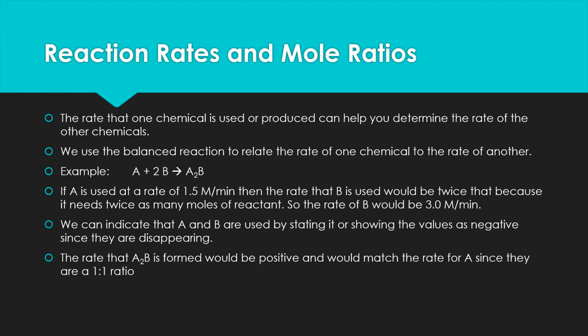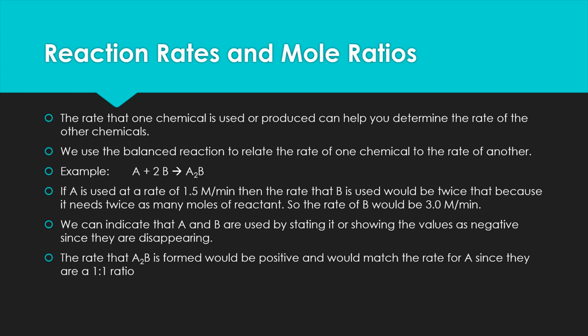So for example, if our reaction is A plus 2B makes A2B, if chemical A is used at a rate of 1.5 molarity per minute, then the rate that B is used would be twice that amount, because it needs twice as many moles of reactant. So B is going to react at a faster rate because we're using more of it every minute. So the rate of B would be twice as much, which would be 3 molar per minute.